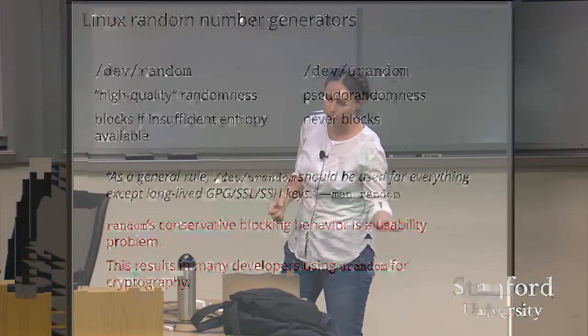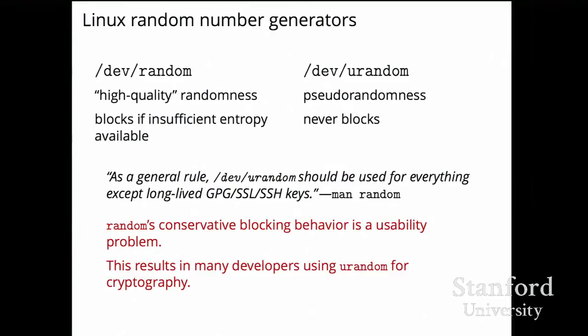And if you read man random, it says as a general rule, /dev/urandom should be used for everything except long-lived GPG, SSL, SSH keys. But the issue here is that the very conservative blocking behavior of random is a usability problem. So random will try to measure the amount of entropy that's going in and coming out and try to make sure that they never give out more entropy than came in.